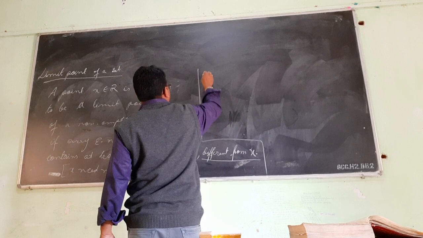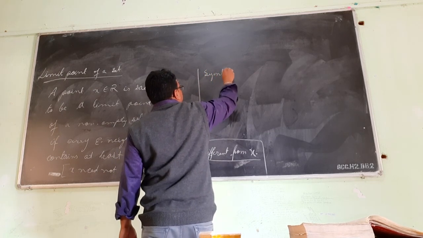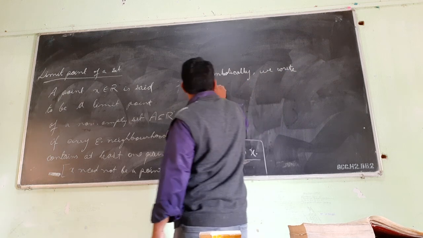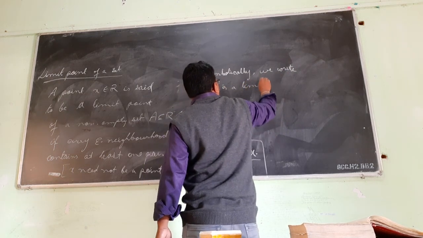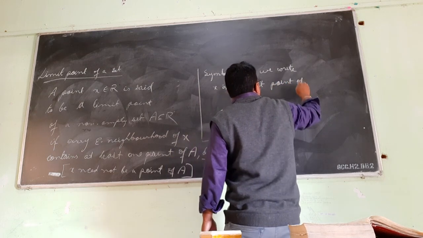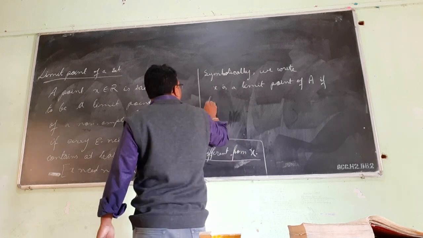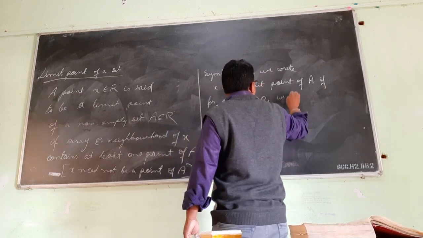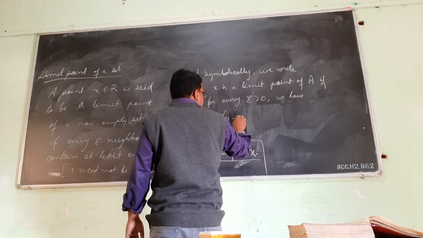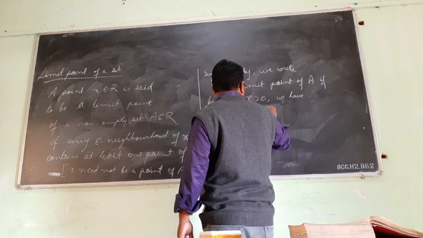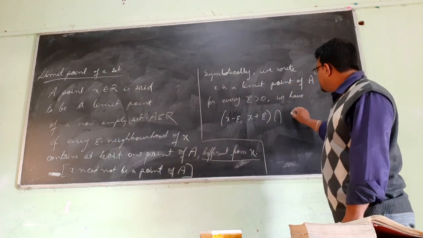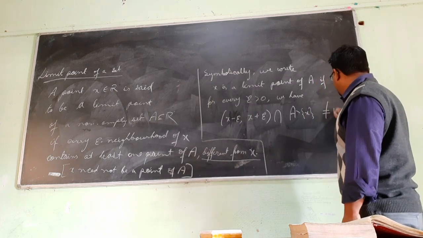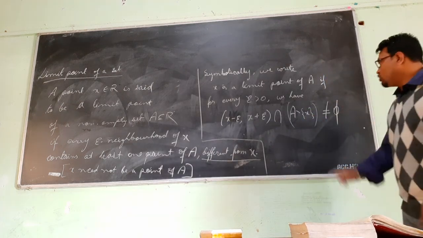So symbolically we write it this way: x is a limit point of A if for every epsilon greater than 0, we have this open interval, the epsilon neighborhood (x minus epsilon, x plus epsilon), its intersection with A difference {x} is non-empty. A difference {x}: from A, I remove the point x.